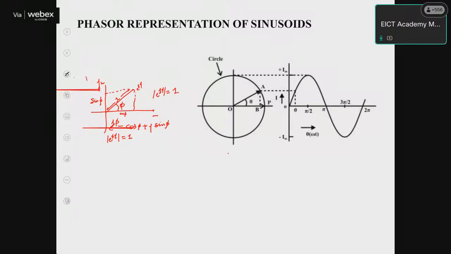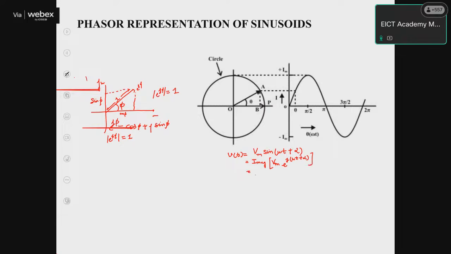Now suppose I have a sinusoidal signal v(t) is equal to Vm sine omega t plus alpha, right? Now I can write it like this. It is equal to the imaginary part of Vm. As we have seen, sine omega t is the imaginary part of e raised to the power j phi. So I can write it is the imaginary part of e raised to the power j omega t plus alpha.